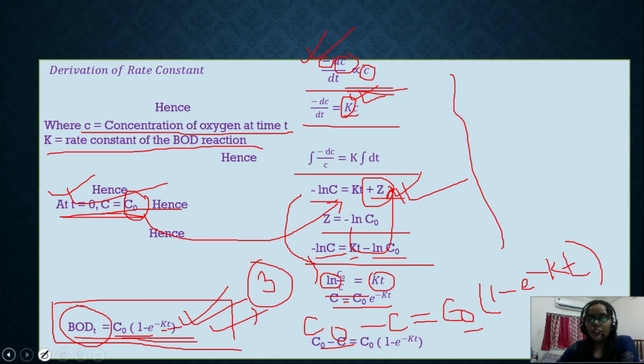Whatever I have written, that is C0 minus C equals C0 into 1 minus e to the power minus KT. So this is all about the derivation of the rate constant.